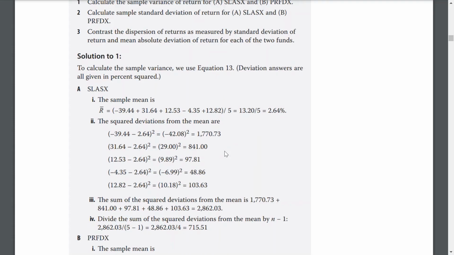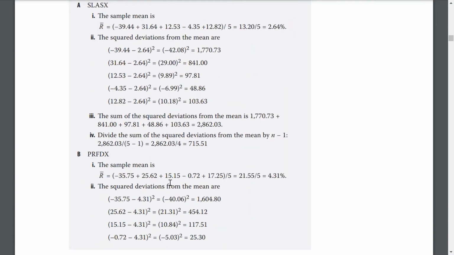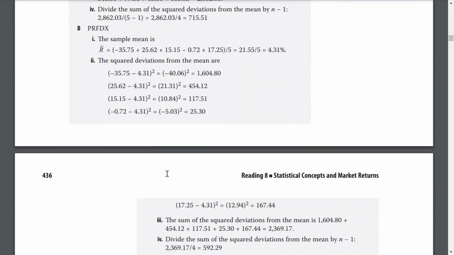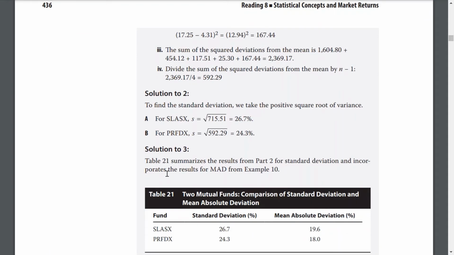Solution to 1: calculate the sample variance. We use equation 13. The answers are all given in percent squared. The sample mean is all of these added together, divided by 4, which is 2.68. The squared deviations for the measures are this. The sum of the squared deviations is this. So these are just literal calculations. You can pause the video and look at it if you have questions. Solution to 2, literally just bring it in. Solution to 3, we analyze it.